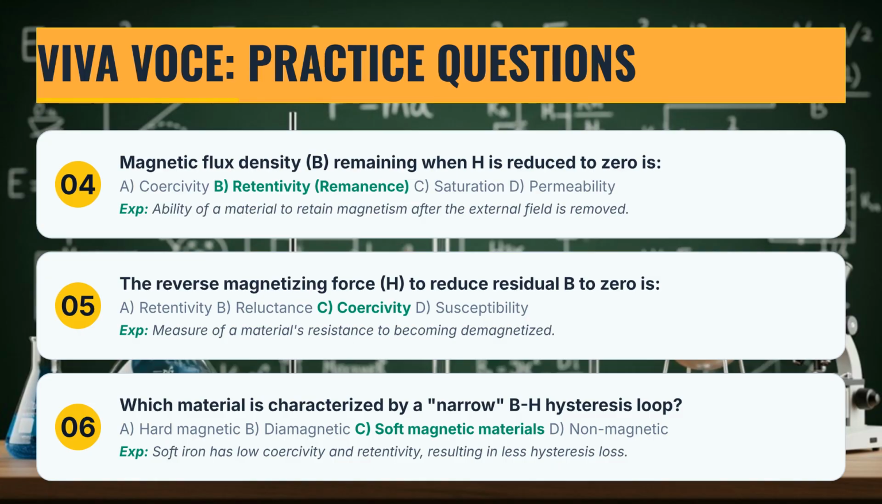Question 4. Magnetic flux density B remaining when H is reduced to 0 is retentivity or remanence. Question 5. The reverse magnetizing force H, required to reduce residual B to 0, is coercivity. Question 6. Soft magnetic materials, like soft iron, are characterized by a narrow BH loop, indicating low loss.